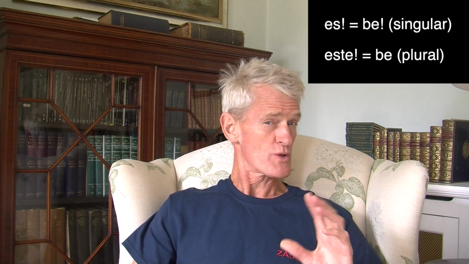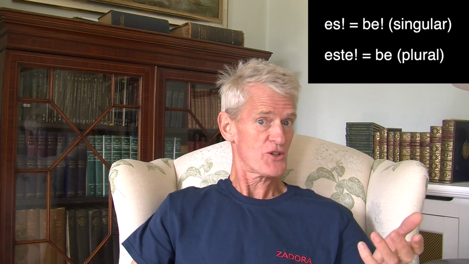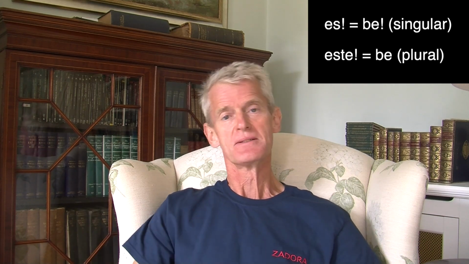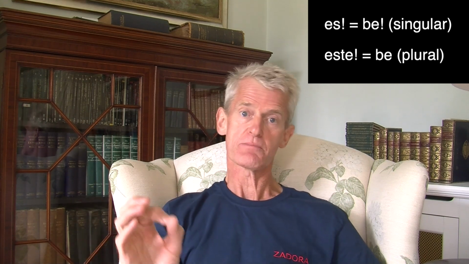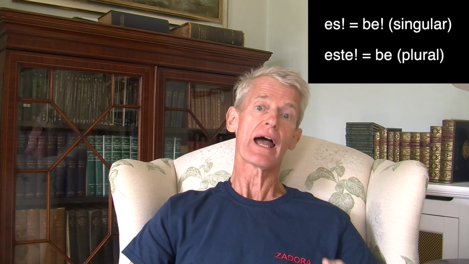Okay? So the singular form is S, that's ES. And that, of course, you've got to be a little bit careful because it could just be the second person singular of the present tense, sum es est. So S means be, and in the plural, este. Okay, este, nice and recognizable. You wouldn't confuse that with anything else. The singular form S, you might well. Okay, so S and este are the imperatives of sum.